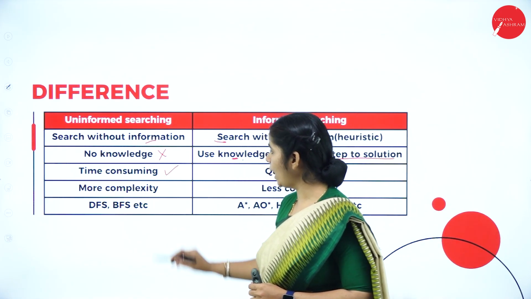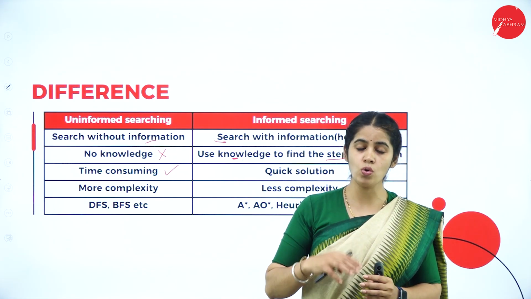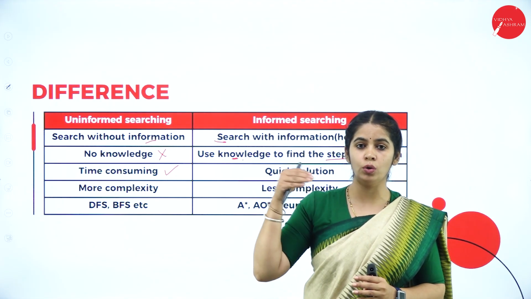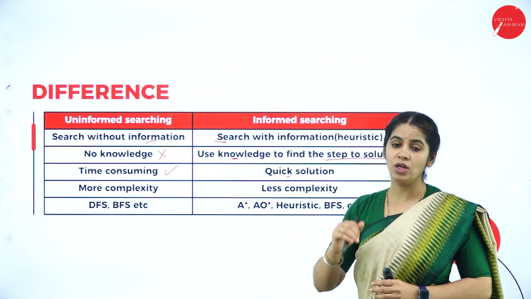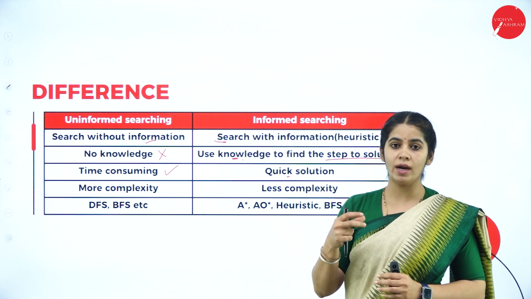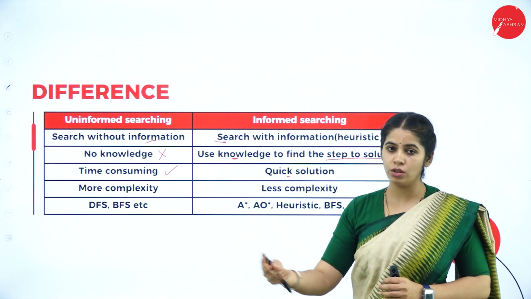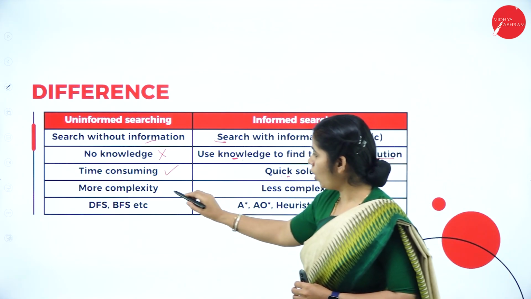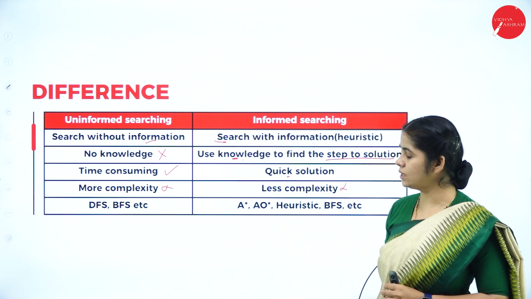Uninformed search is very time consuming, as I don't know the perfect path. I don't have the information to reach the goal. When it comes to informed search, it is very quick, because I already have the required information to reach the goal state. We can reach the goal very quickly. Uninformed search has more complexity; informed search has less complexity.